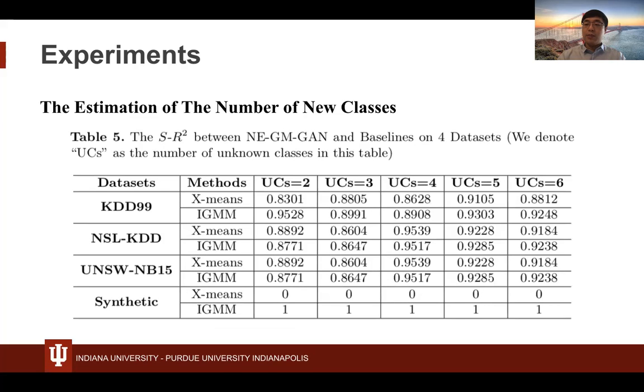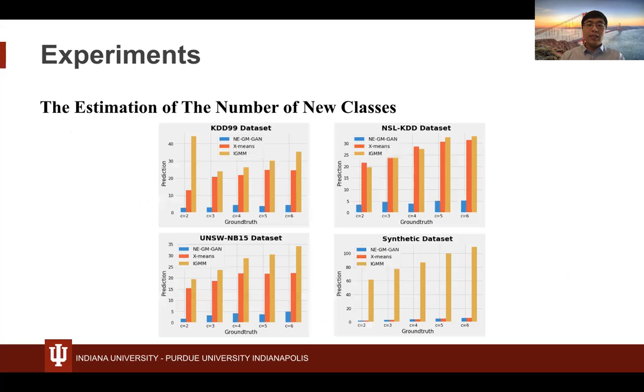And in this experiment, we use SR square to evaluate the prediction. We compare our model with X-means and NE-GM-GAN because both competing methods can detect the number of new emerging classes. The results indicate that our model outperforms the competing methods. In the synthetic data, our model achieved comparable performance to X-means. However, NE-GM-GAN has worse prediction, so the SR square is equal to 1. In this slide, we also visualize the prediction. Our model achieved robust prediction across 4 datasets.